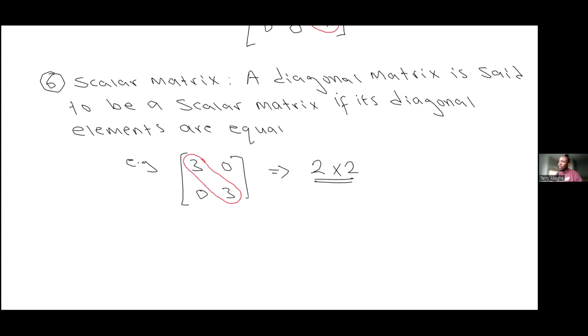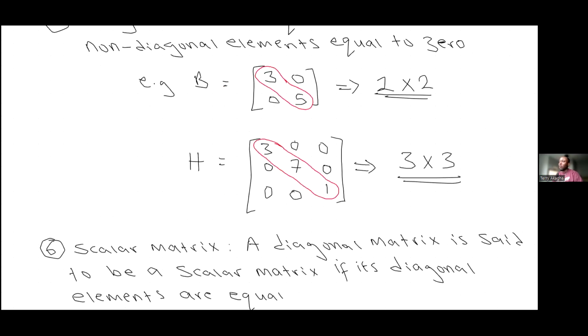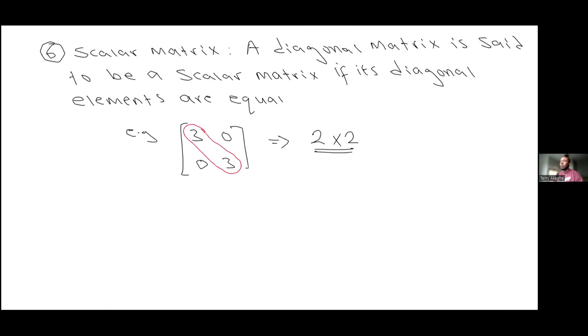So you can see the difference between this. The diagonal elements were not equal, so that's why it's called a diagonal matrix. But when they are equal, it's called a scalar matrix. Okay? So let's pick another one. Let's say we have another, 2, 0, 0, 0, 2, 0, and 0, 0, 2.